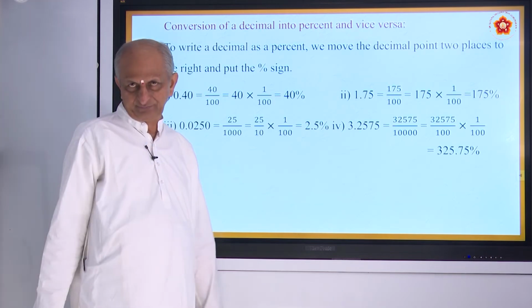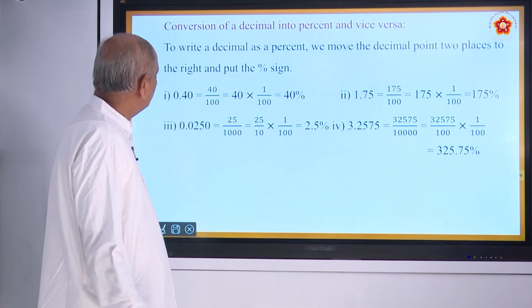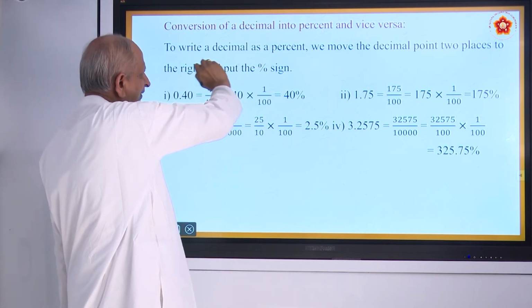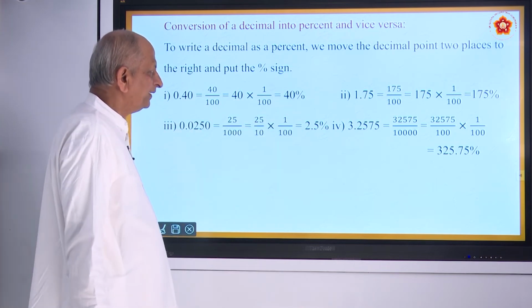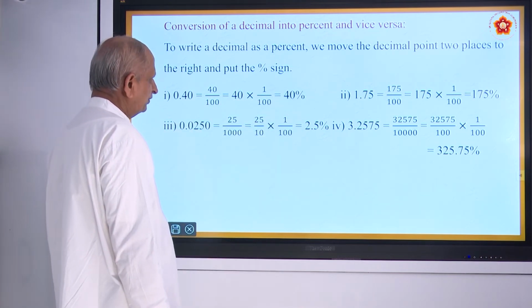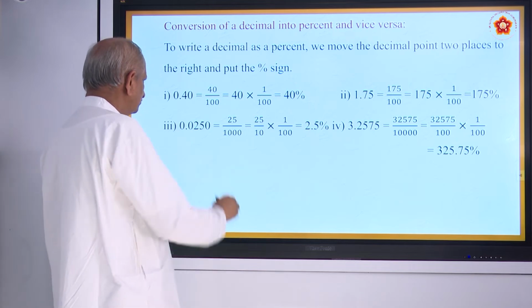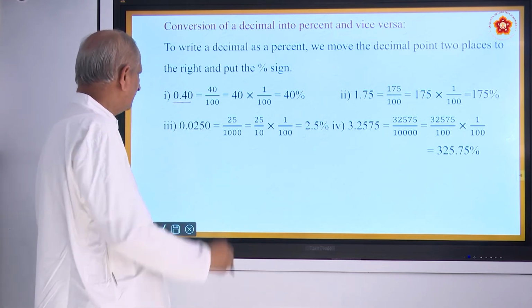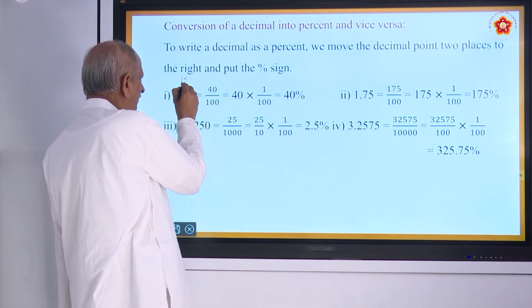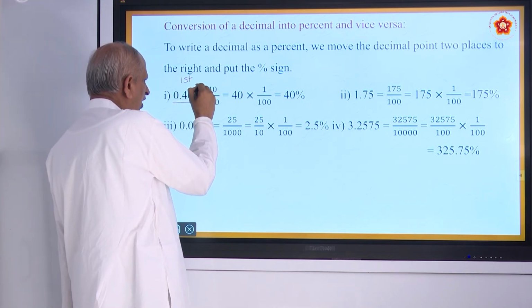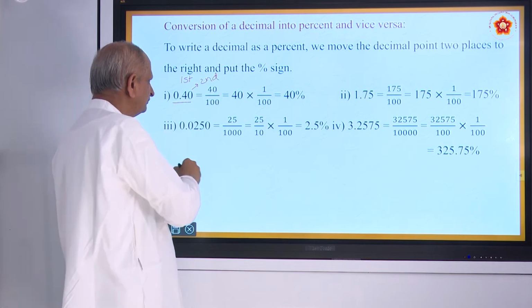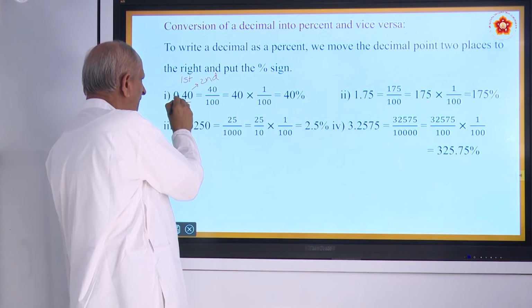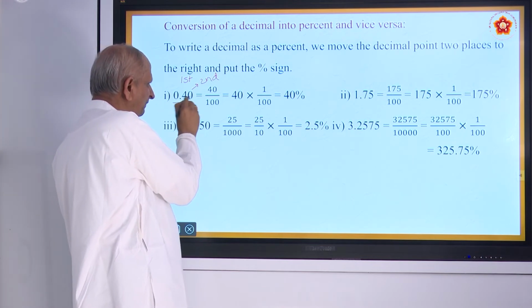Now coming to decimals. So conversion of a decimal into percent and vice versa. To write decimal as percent, we move decimal point two places to the right and put the percentage sign. For example, 0.40 is there. Here what is 4 called? 4 is called first decimal. What is 0 called? Second decimal. And what is point called? Decimal point. So 0.40 means there are two decimal places.